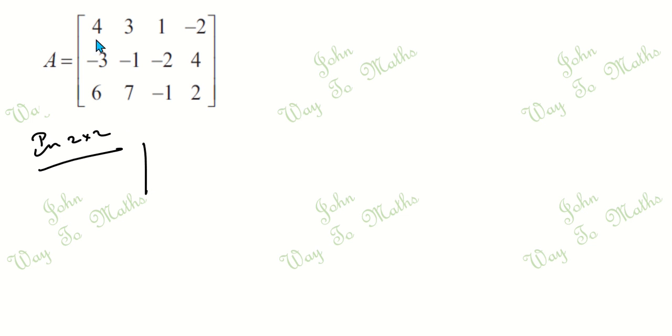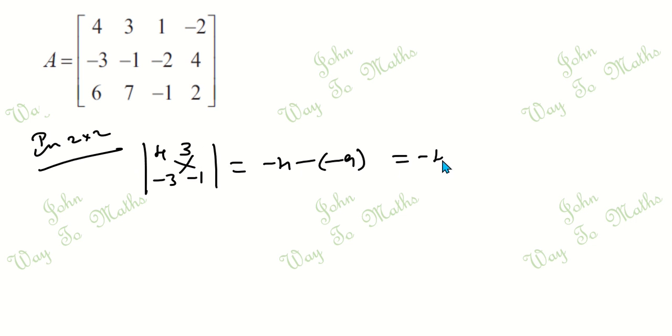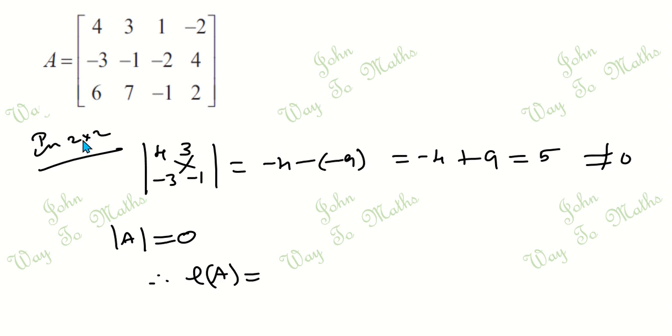So the first 2 by 2 matrix becomes 4 3, minus 3 minus 1, a minor matrix. First diagonal minus second diagonal becomes minus 4 minus of minus 3 into 3 becomes minus 9, which is equal to minus 4 plus 9, here we get plus 5, here the determinant value does not equal 0, so our 2 by 2 minor matrix is not equal to 0, that means the entire determinant of A does not equal 0 in the 2 by 2 matrix. Therefore the rank of the A matrix, which is equal to the order of the matrix, 2, is the rank of the matrix.